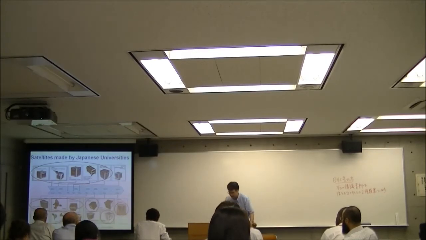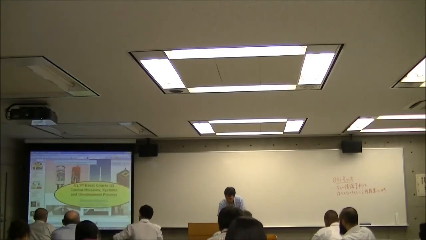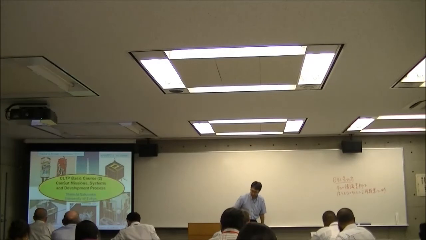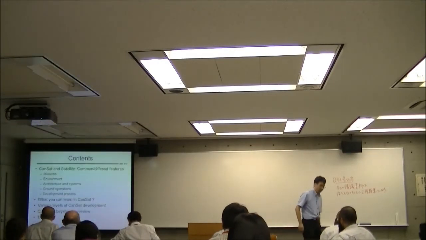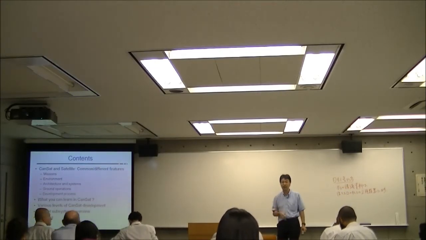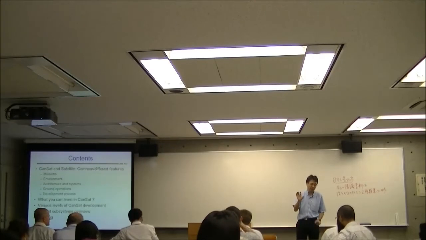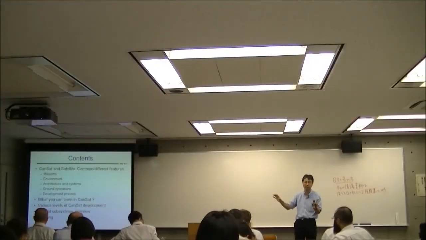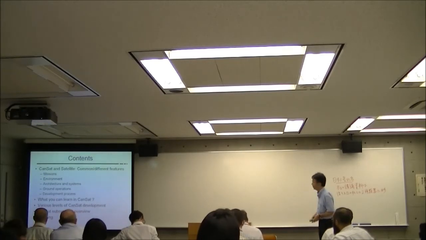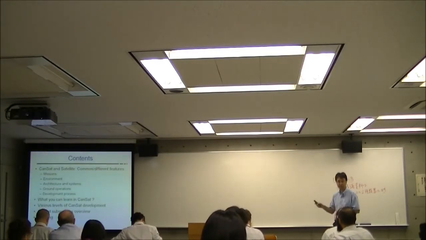Okay, so first let me conclude this first lecture, and then go into my second lecture. In this lecture, I'd like to show you some similarities and differences between the CanSat and the space satellite. From this lecture, you can get some hints about what is common and what is different between the satellite and CanSat. This is very important: in terms of missions, environment, active trade systems, ground operations, and development systems. Some parts are very similar, and some parts are very different.